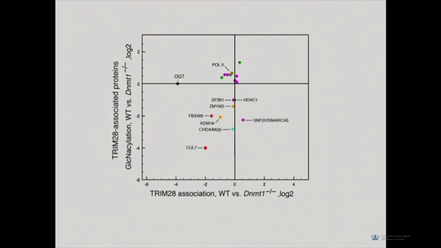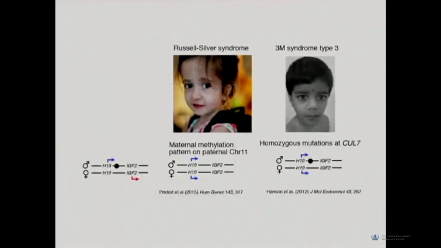This protein, Cullin-7, was initially kind of mysterious because the Cullins are involved in ubiquitination and protein degradation, and there wasn't an immediate link. But when we went to the literature, we found something very interesting. And that is that there's a 3M syndrome, type 3. It's caused by mutations in CUL7. 3M stands for Miller, McKusick, and Malvaux, the authors of the first case report.